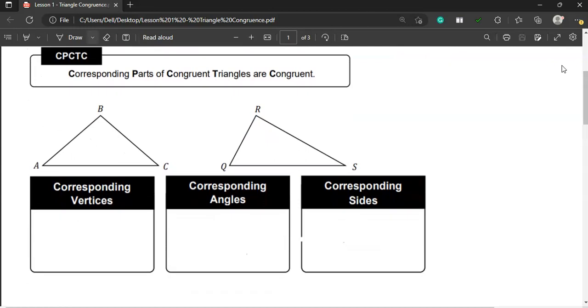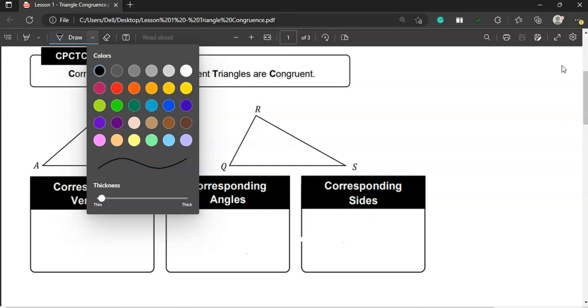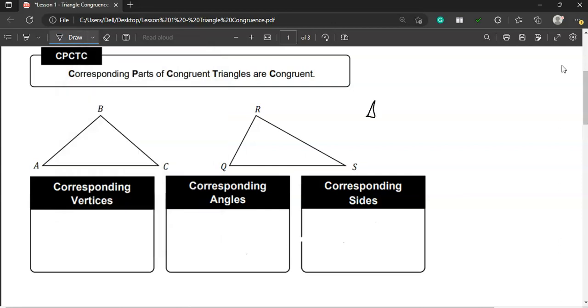In this case, let's assume that triangle ABC is congruent to triangle QRS. The symbol for congruency or congruence is this one. It's like an equal sign with a broken line at the top.